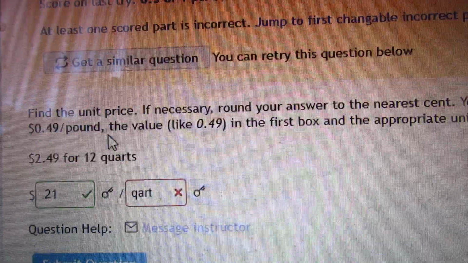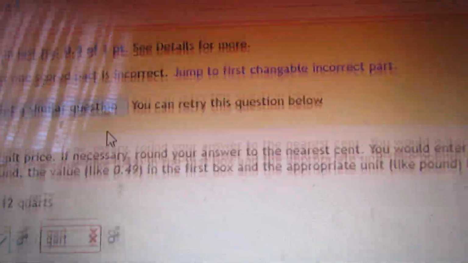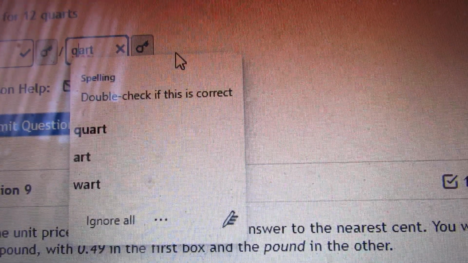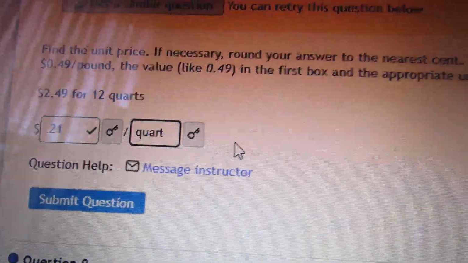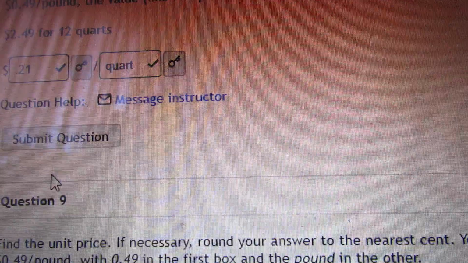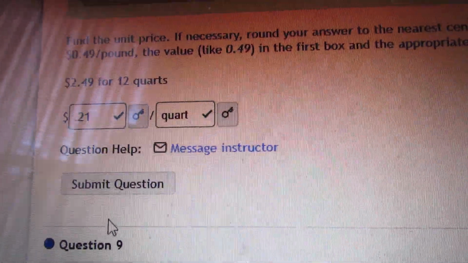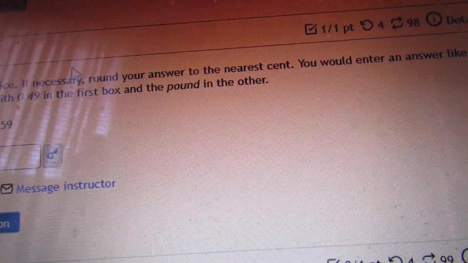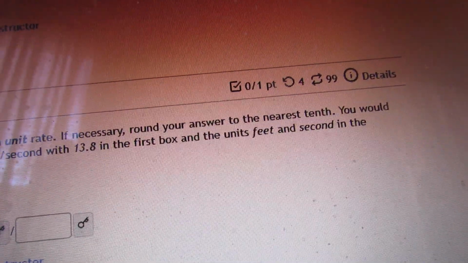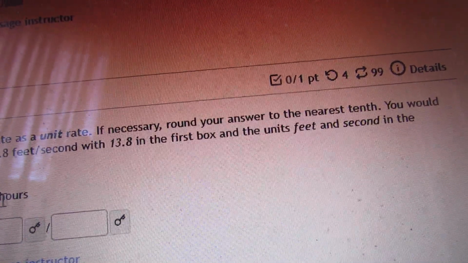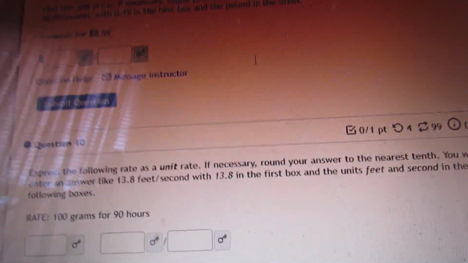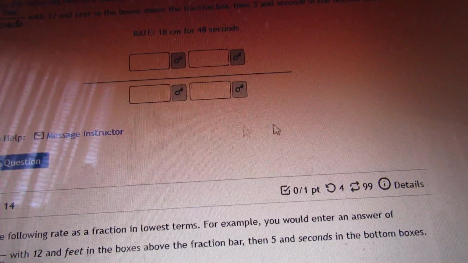Let's see. Oh, it marks me wrong. And it says what part is wrong. So, let's change it to spell it right. Per quart. And it gives me the right answer. So, make sure you spell everything right. There's going to be quite a few of them here. Some of them you have to do per, and it tells you just follow the directions on these. It's in the questions. And that's it.